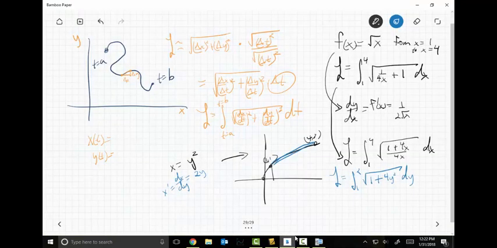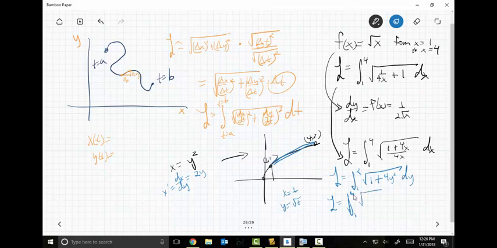Now, it would be stupid of me to parameterize this, because I would just let x equal t and y equal the square root of t. But you might as well do it really quickly. In for a penny, in for a pound. Remember, this is equal to the integral from t equals 1 to t equals 4. Now you may say, wait a second, Ripley, why are you doing that? Well, because x equals t. If x goes from 1 to 4, then t has to go from 1 to 4, right?